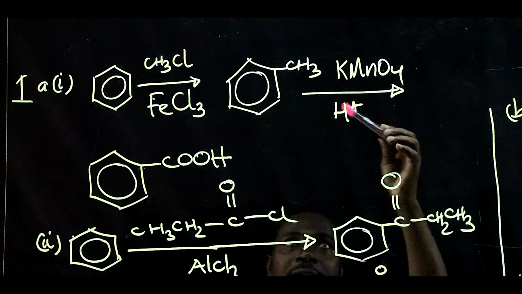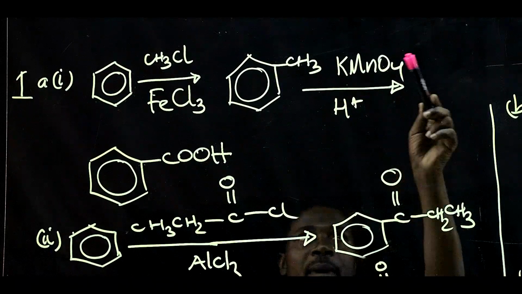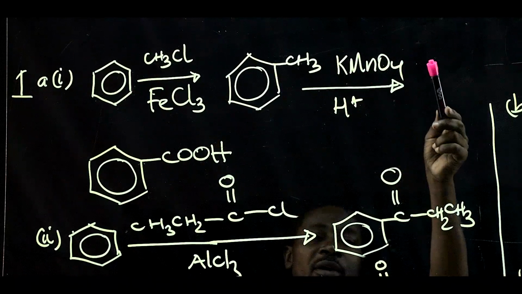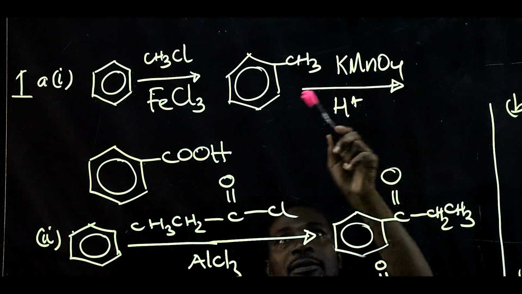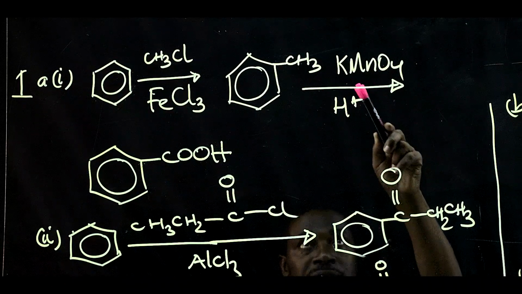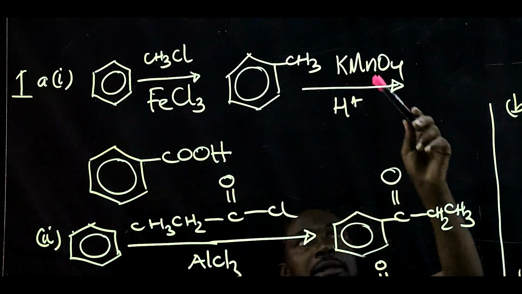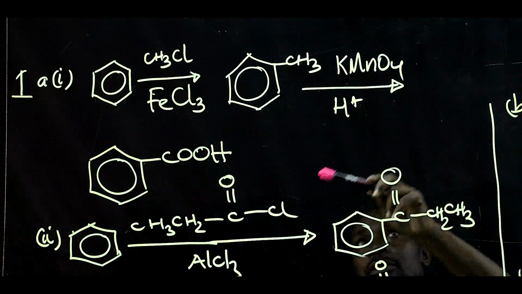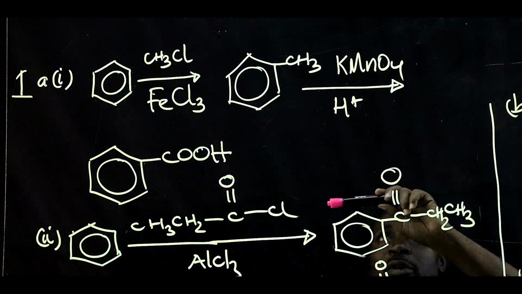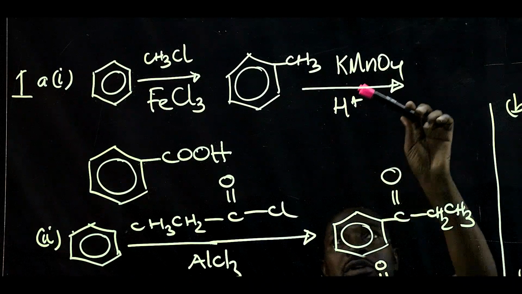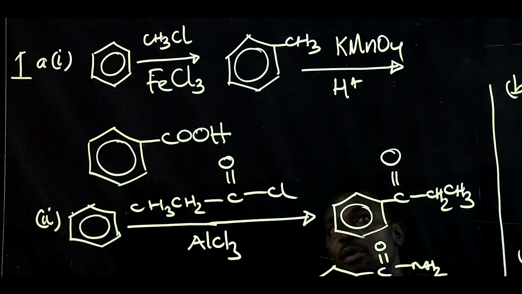But there are 3 strong oxidizing agents, for example, potassium permanganate, potassium dichromate, and hydrogen peroxide. For this step, I used the strong oxidizing agent potassium permanganate. But another student could use potassium dichromate, but not hydrogen peroxide, because hydrogen peroxide is not as strong as potassium permanganate and potassium dichromate.